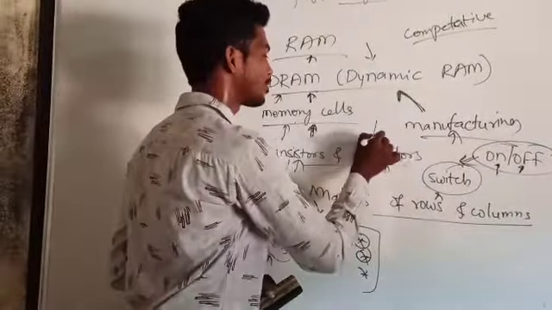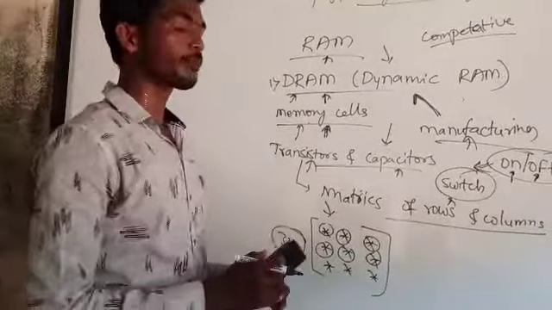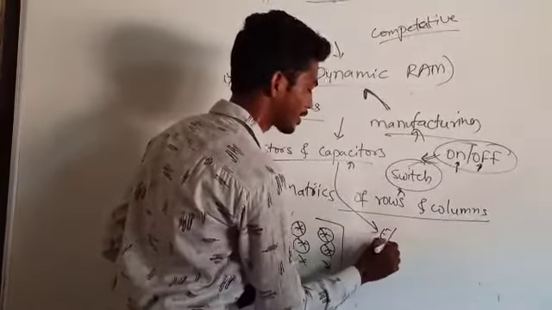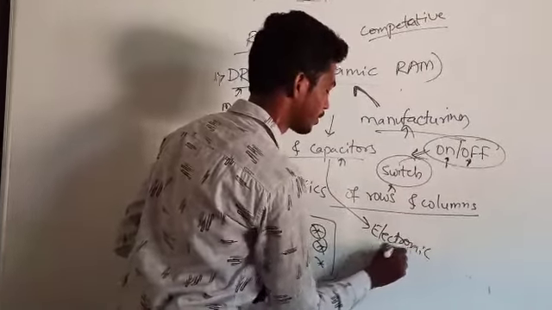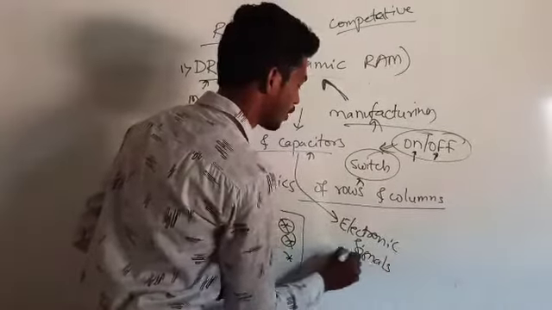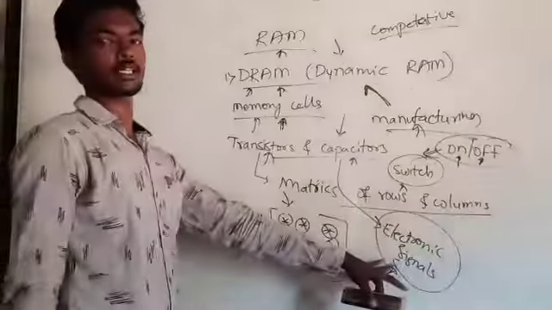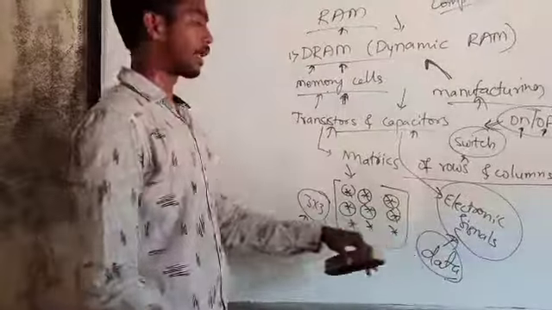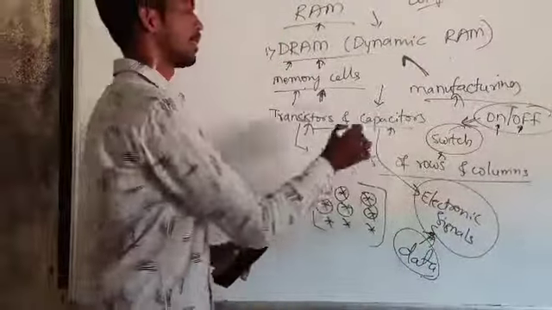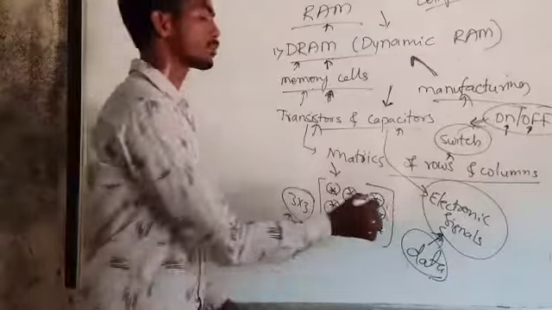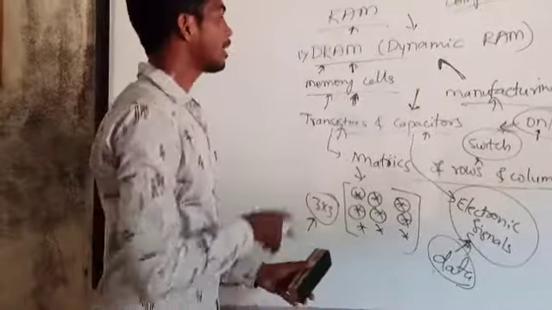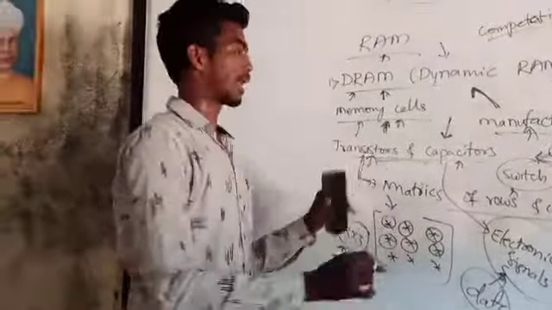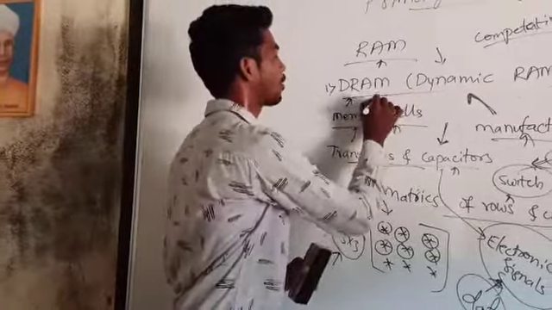And the capacitors, as you know, are useful in storing electronic signals. An electronic signal is, in computer science, called data. Capacitors are useful in storing the data itself in a particular memory cell. This is what a memory cell consists of: a transistor and a capacitor. It is all about a DRAM.